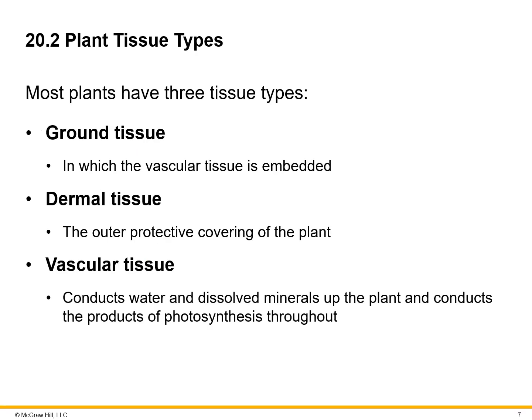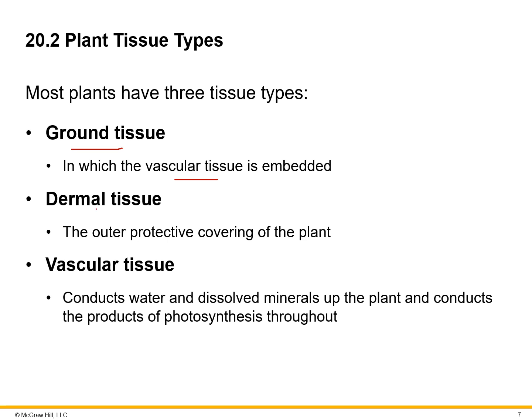All right, so the different types of plant tissues. I've already alluded a little bit to the vascular, but there are three types. There's ground tissue. That's where the vascular tissue is embedded. It doesn't make up the vascular tissue, but it's where it's found.